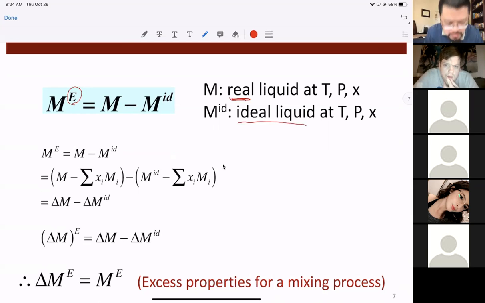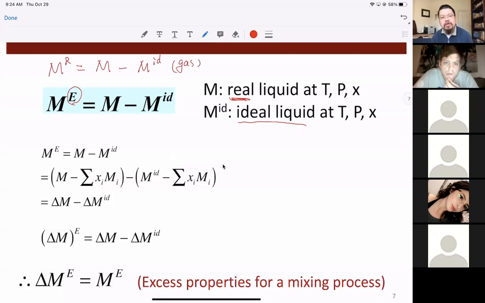So here we have two notes to add. Number one is, well, this excess property is mainly talking about liquid, okay? And if you recall, we actually have one equation specially designed for gas. And I hope you recall this is the residue property, right? So that is for the gas.